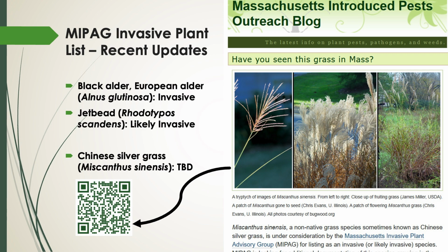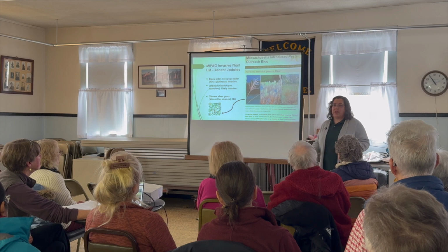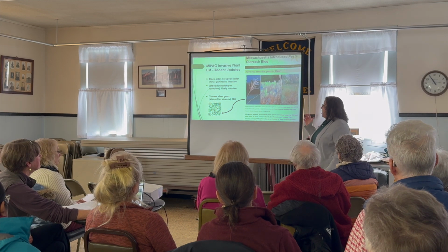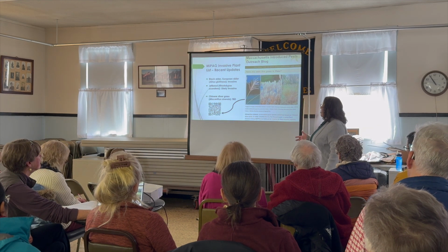And then just another quick note, MyPAG has recently been talking about putting Chinese silvergrass, or Miscanthus sinensis, on the list, but they've been asking for more information from folks. Now, if you spend any time on the Cape and Islands of Massachusetts, you will see this plant growing wild everywhere. But folks want more information about whether you are seeing Chinese silvergrass growing not in your yard and not from a planting, but in a wild area where it could only have started from seed. So if you have seen evidence of this, they would like you to provide them with more information. Again, there's a QR code there.